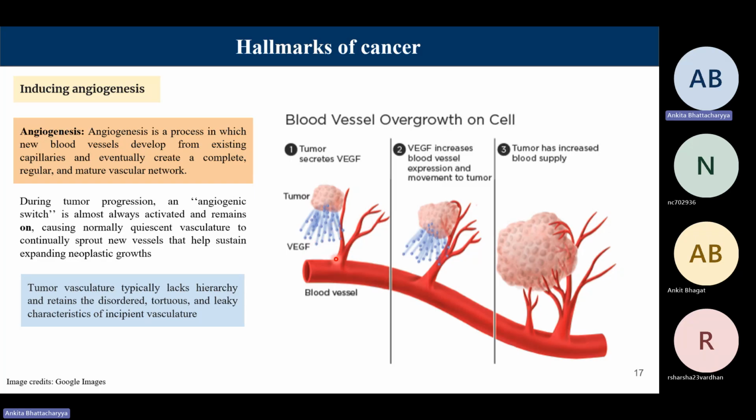The tumor secretes VEGF. VEGF increases the expression of genes necessary for blood vessel formation, and it surrounds the tumor overall. And now the tumor has more and more blood supply, more and more oxygen is released, and the tumor sustains a lot better.